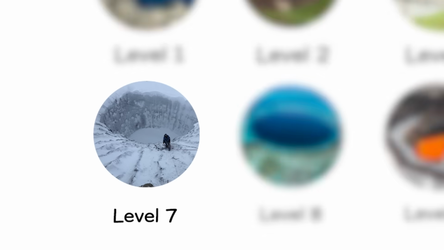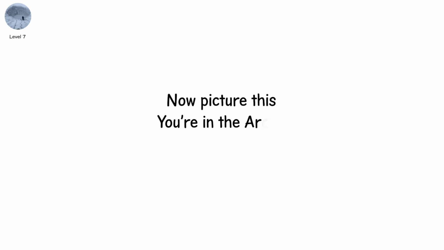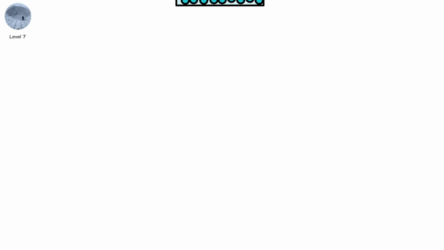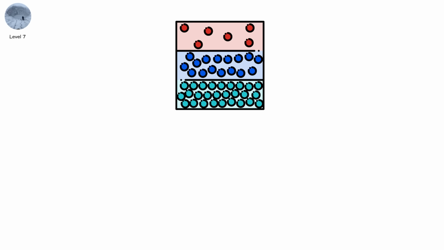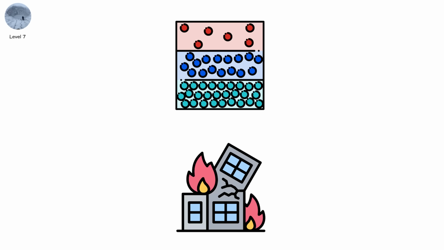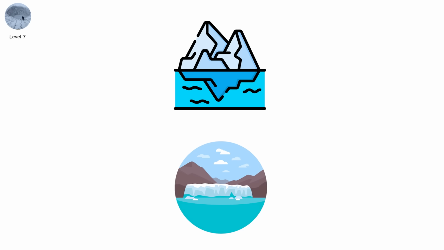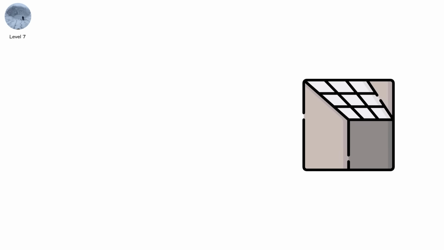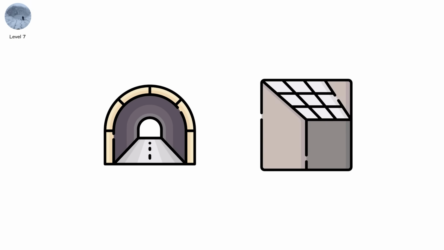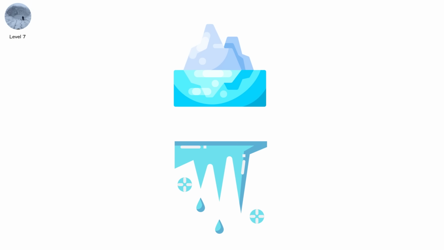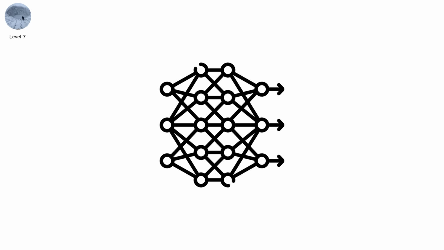Level 7. Now picture this. You're in the Arctic. Everything is frozen. A solid sheet of white stretches in every direction, but then collapse. Beneath the surface of a glacier, meltwater rivers carve deep tunnels into the ice. And over time, the ceiling of that tunnel gives in. Suddenly, a hole opens in the glacier. Sharp-edged, icy, and sometimes hundreds of feet deep.